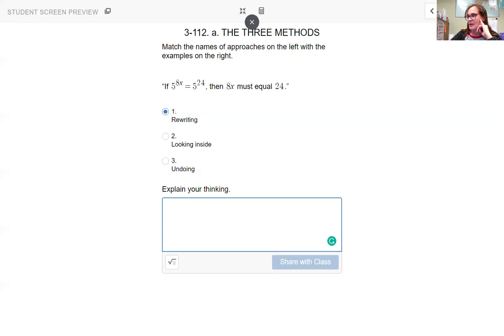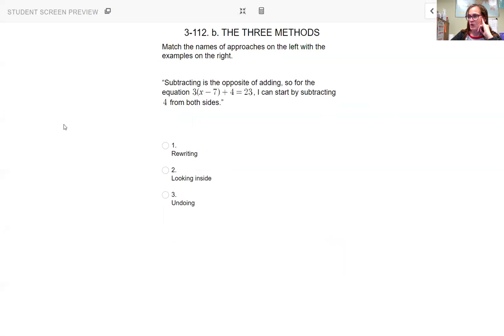Okay. All right, page 8. Okay, what would this one be? Subtracting is the opposite of adding. So for the equation 3 times (x minus 7) plus 4 equals 23, I can start by subtracting 4. So if subtracting is the opposite of adding, what would that be?